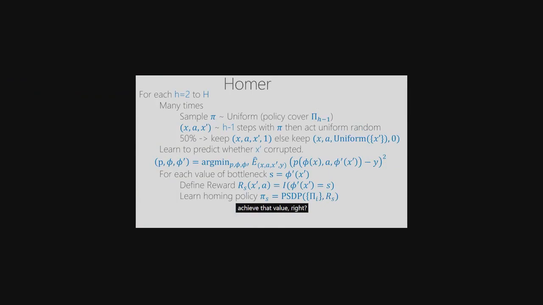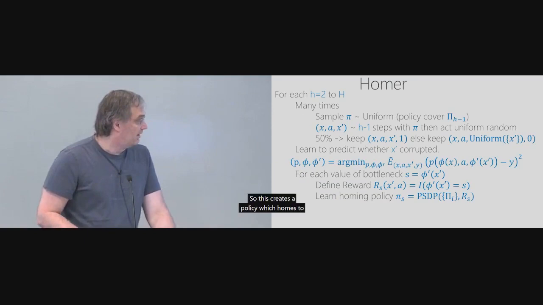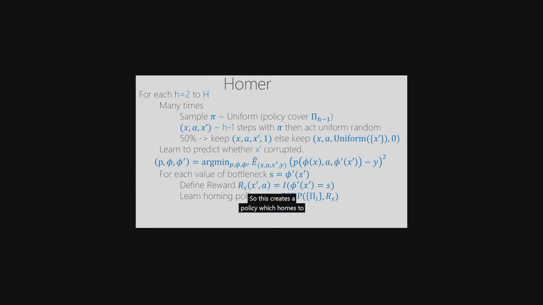Right. So then, after we've defined this reward, we're going to call this PSTP function, which I'm not going to define for you. But basically, what this is doing is saying, look, I'm going to use contextual bandits over and over again to find a policy which can achieve this value. And I can guarantee that relatively easily. So this creates a policy which homes to that value of phi prime.